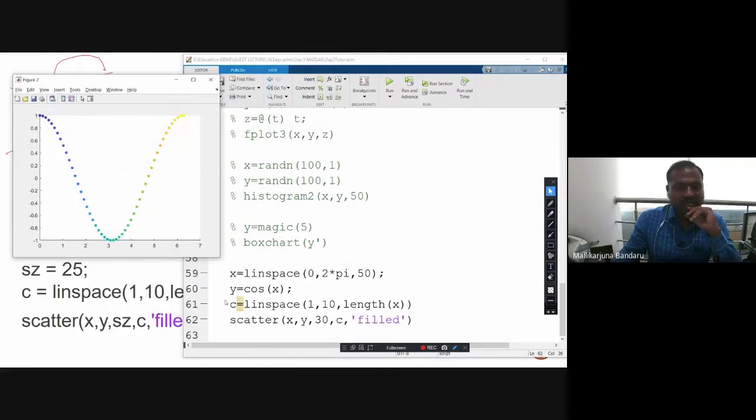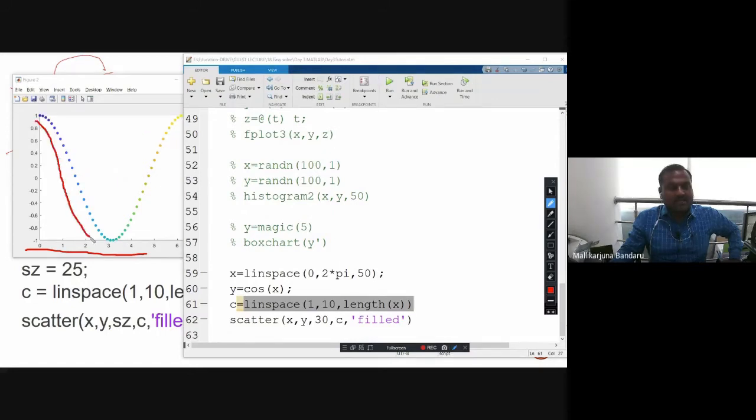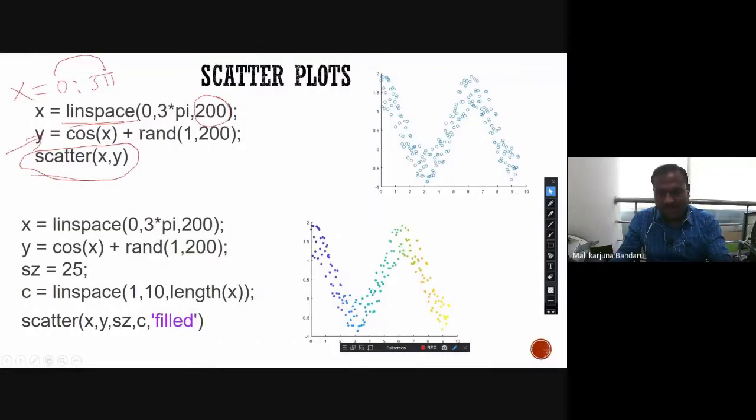Why is it giving a linspace of 1 to 10, length of x? See, as we keep moving the x value, the colors need to be changed. The colors need to be changed like this. Keep observing, the color is changing. So that's why we gave the syntax like this. So this is the scatter plot.